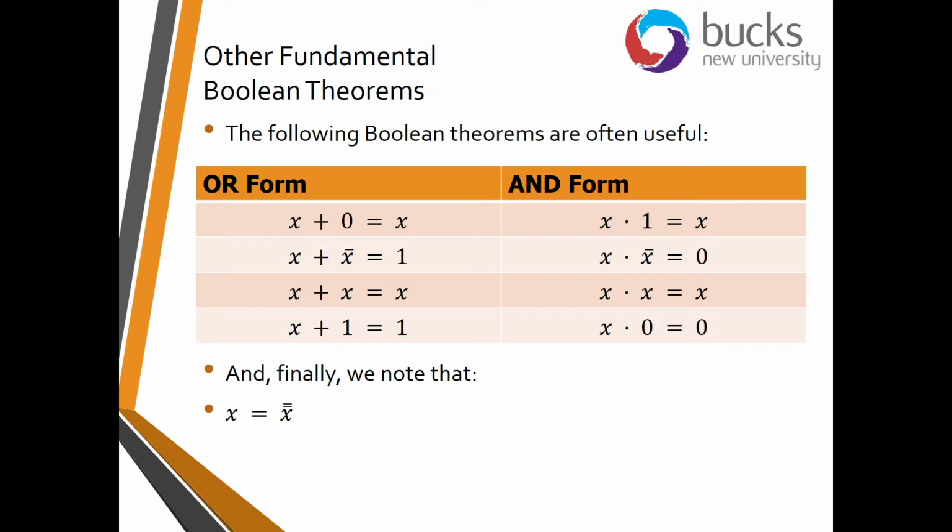On the OR side, X or not X is always going to equal 1. X or X is always going to equal whatever X is, and X or 1 is always going to equal 1. On the AND side, we have X and 1, which will always be X. X and not X will always give you 0. X and X will always be whatever X is. And X and 0 will always give you 0.